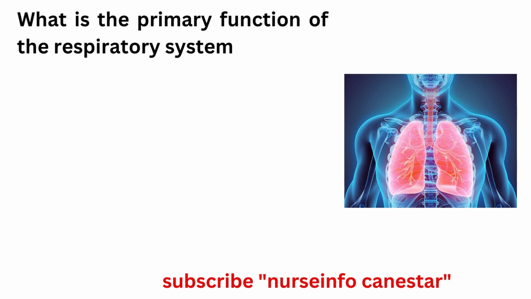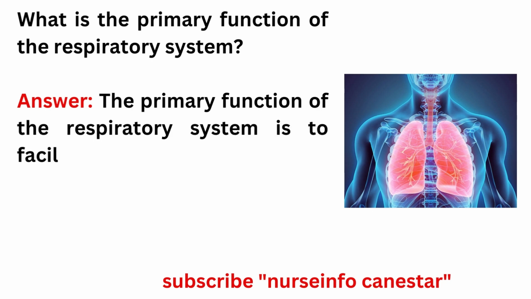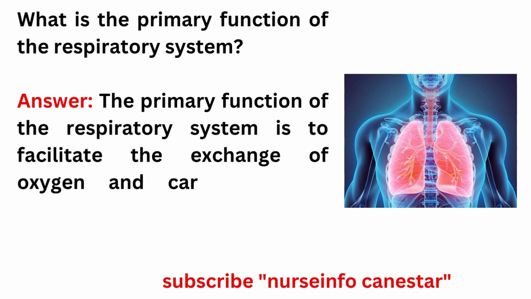What is the primary function of the respiratory system? Answer: the primary function of the respiratory system is to facilitate the exchange of oxygen and carbon dioxide between the body and the external environment.